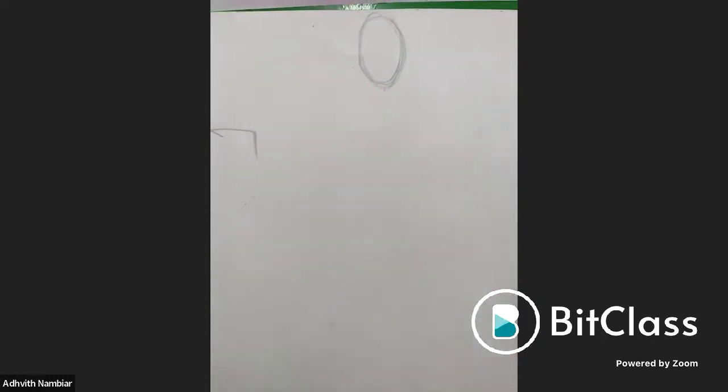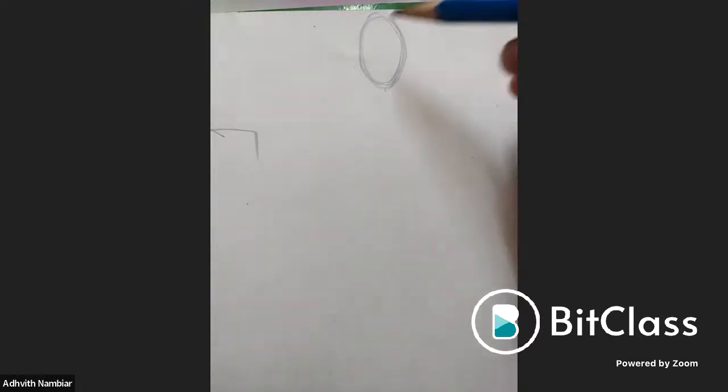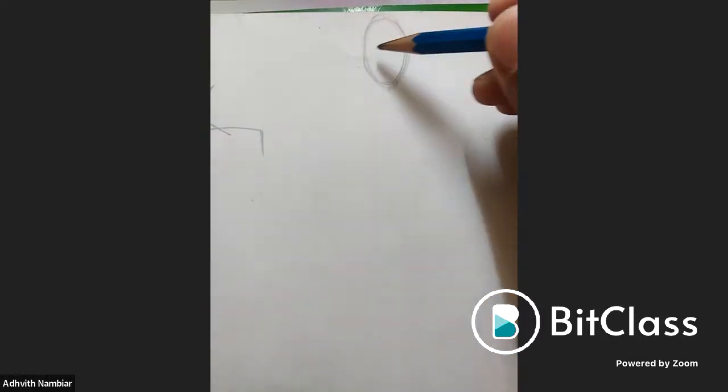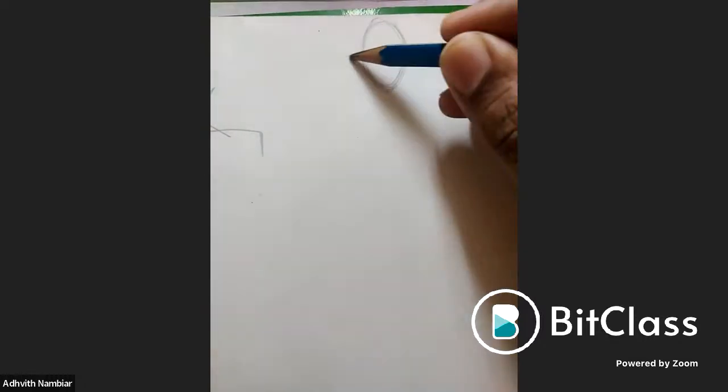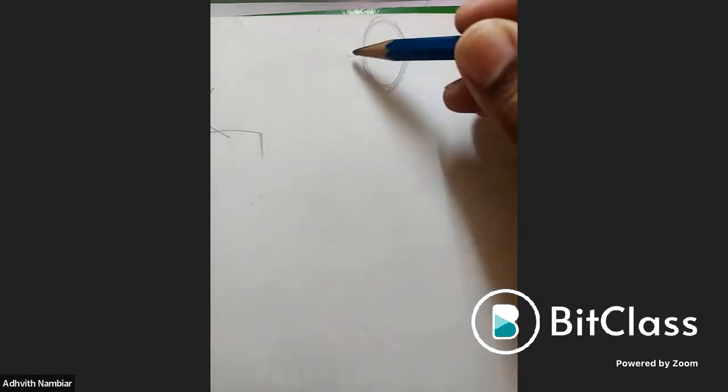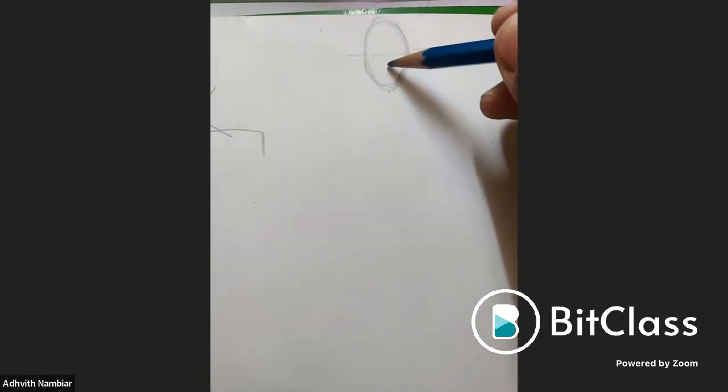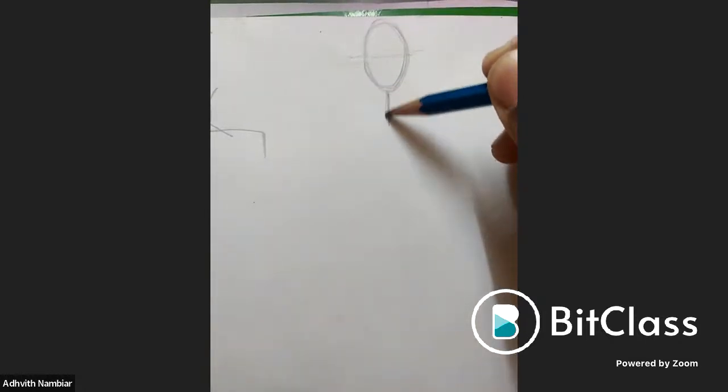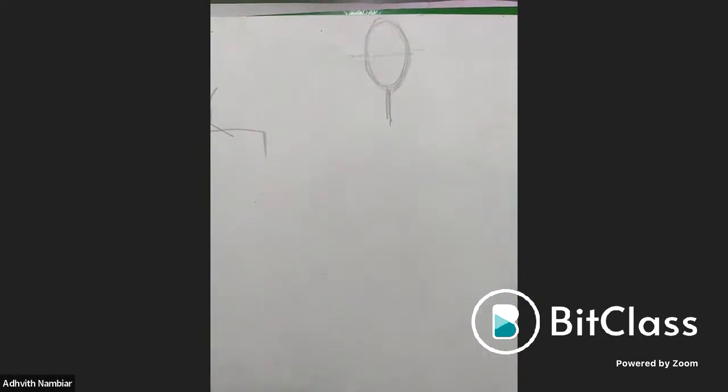Now the next question to ask is, how long is the neck? That will be the next logical question. How long is the neck? The neck should be half the length of the head. So this is the head. Half the length of the head should be the neck.